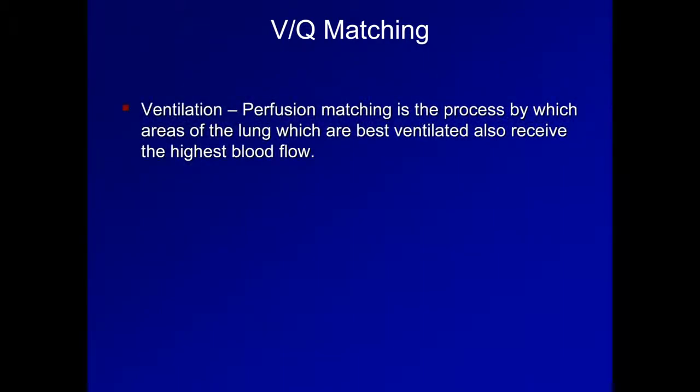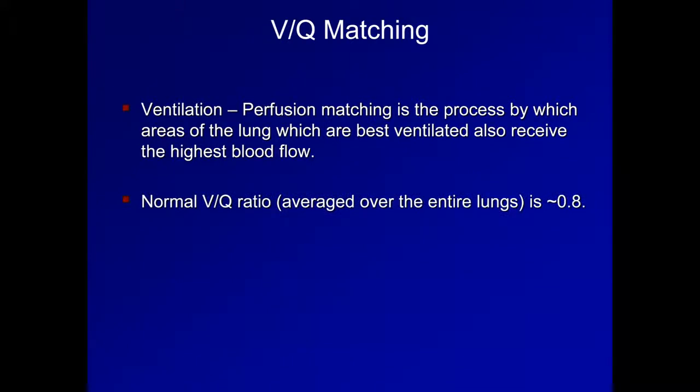Ventilation-perfusion matching is the process by which areas of the lung which are best ventilated also receive the highest blood flow. This helps to maximize the efficiency of gas exchange. It doesn't really make sense to discuss a perfect VQ ratio per se, since there is no reason for alveolar ventilation in liters per minute to numerically match cardiac output in liters per minute. But the normal VQ ratio, if averaged over the entire lungs, is about 0.8. That is, normally, 4 liters per minute of alveolar ventilation matches 5 liters per minute of cardiac output.